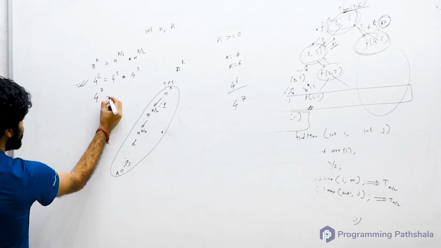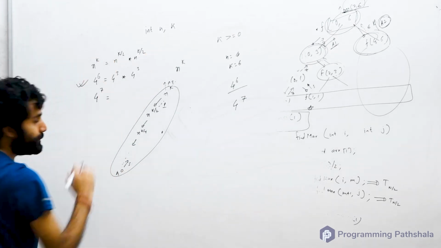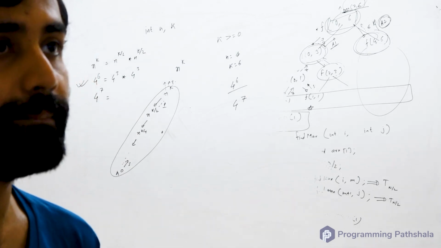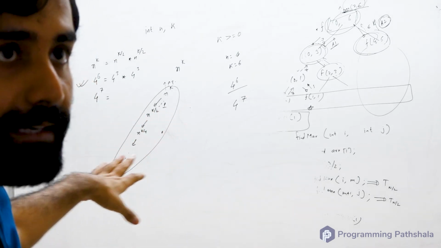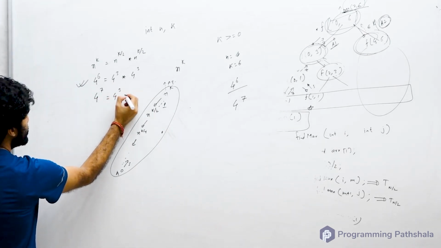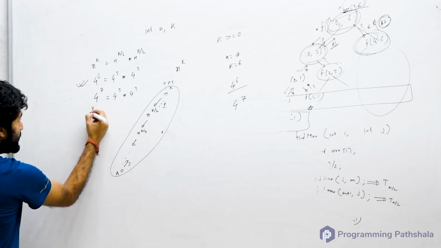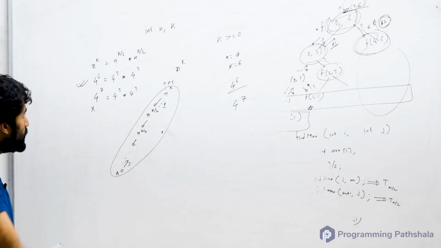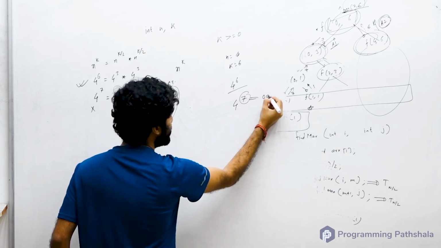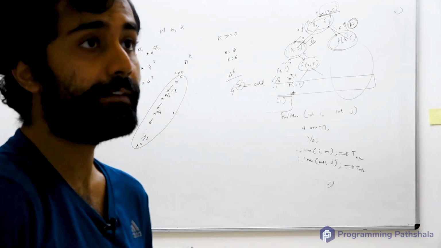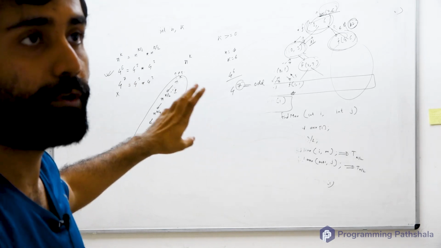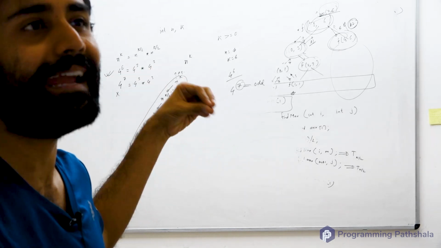But what if you were supposed to find 4 raised to power 7? For 4 raised to power 7, would this equation make sense? Yes, no? What will be the value of 7 by 2? 7 by 2 will be 3, right? So you would end up writing 4 raised to power 7 as 4 raised to power 3 into 4 raised to power 3. So this is not the right way to do. So can somebody tell me what should I do? And this problem will only arise for odd powers. It will just happen for odd powers. Okay, so odd powers have to be handled in a slightly different way.